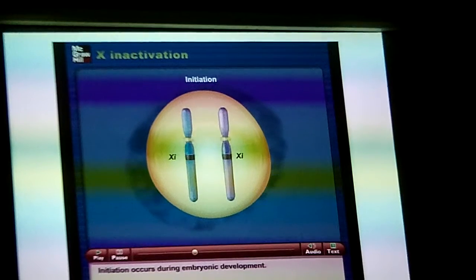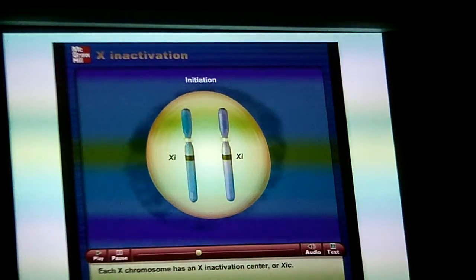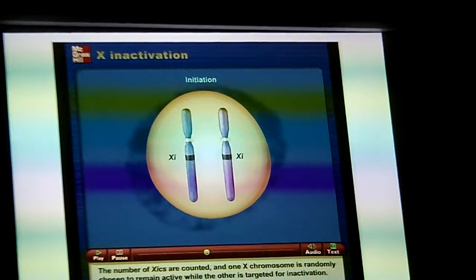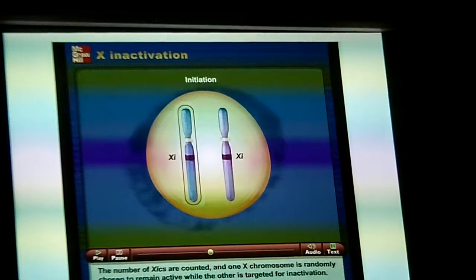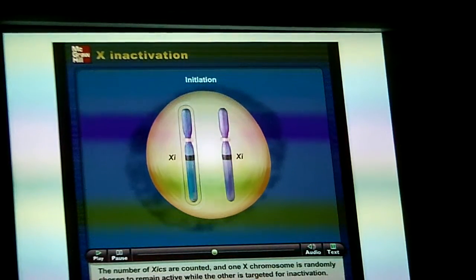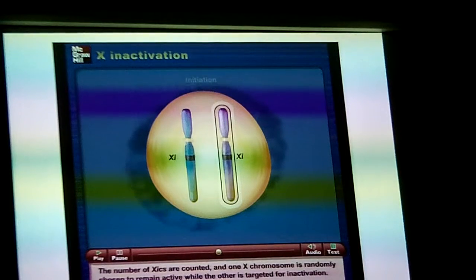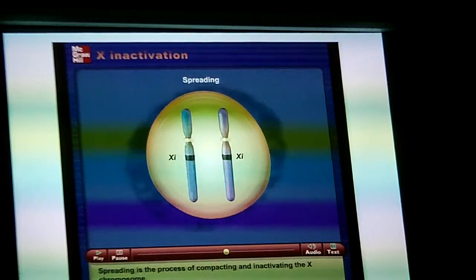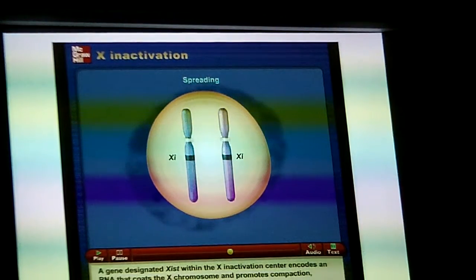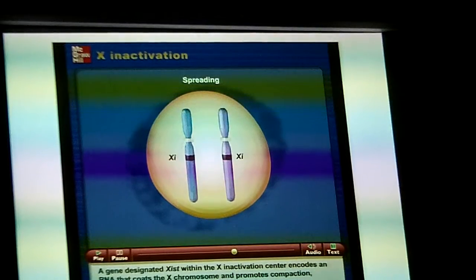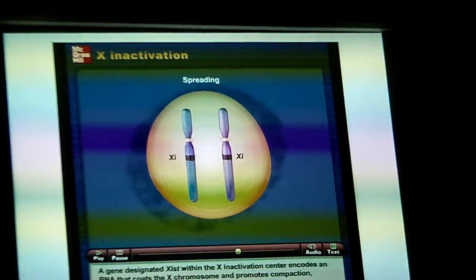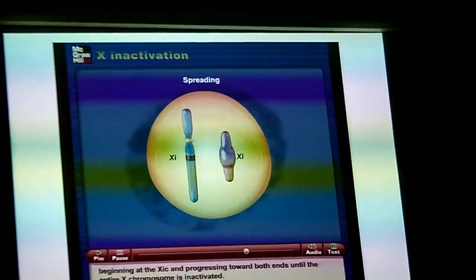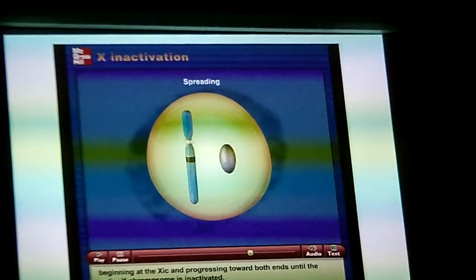Initiation occurs during embryonic development. Each X chromosome has an XInactivation center, or XIC. The number of XICs are counted, and one X chromosome is randomly chosen to remain active while the other is targeted for inactivation. Spreading is the process of compacting and inactivating the X chromosome. A gene designated XIST within the XInactivation center encodes an RNA that coats the X chromosome and promotes compaction, beginning at the XIC and progressing toward both ends until the entire X chromosome is inactivated.